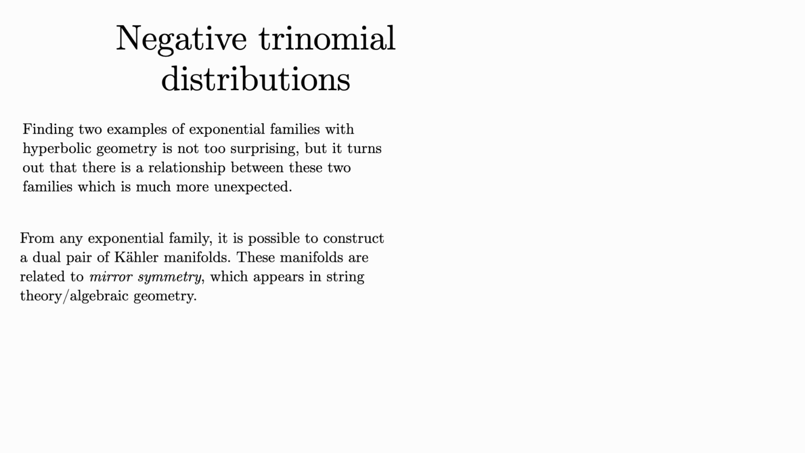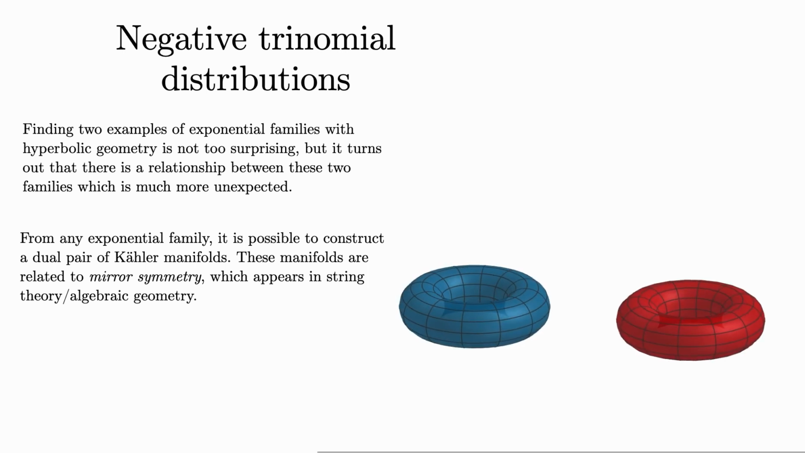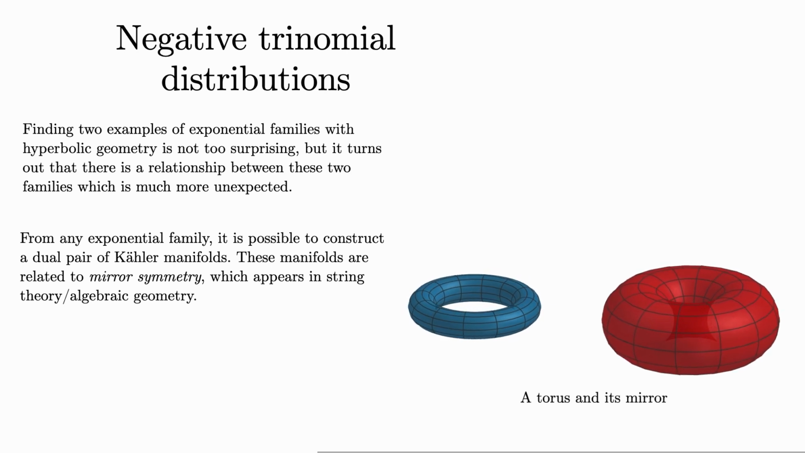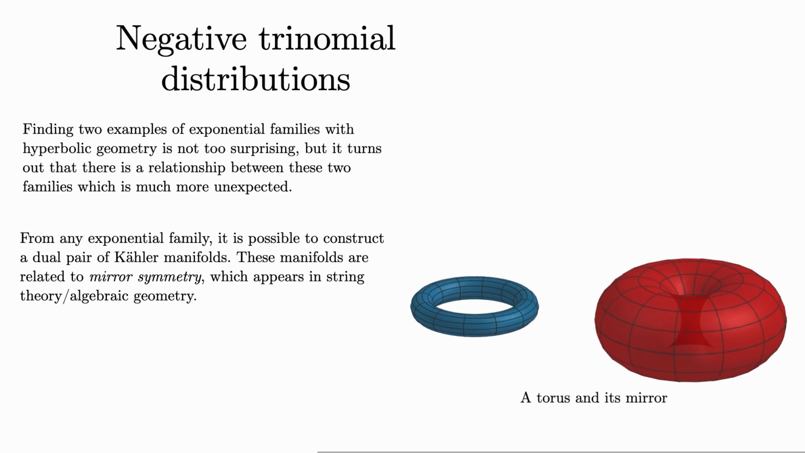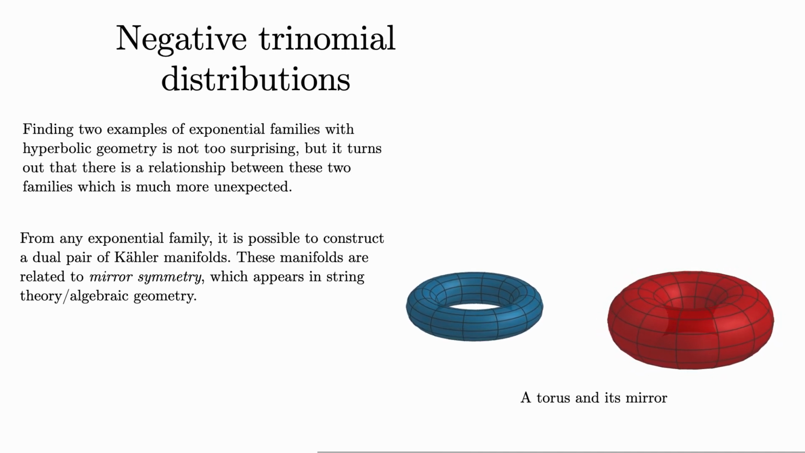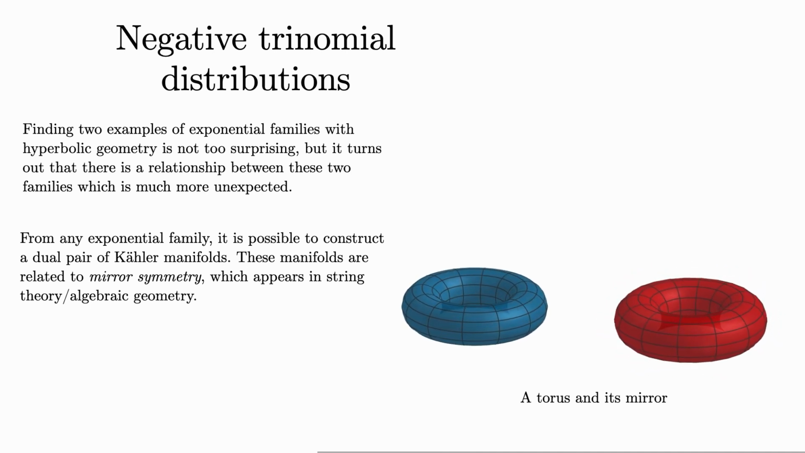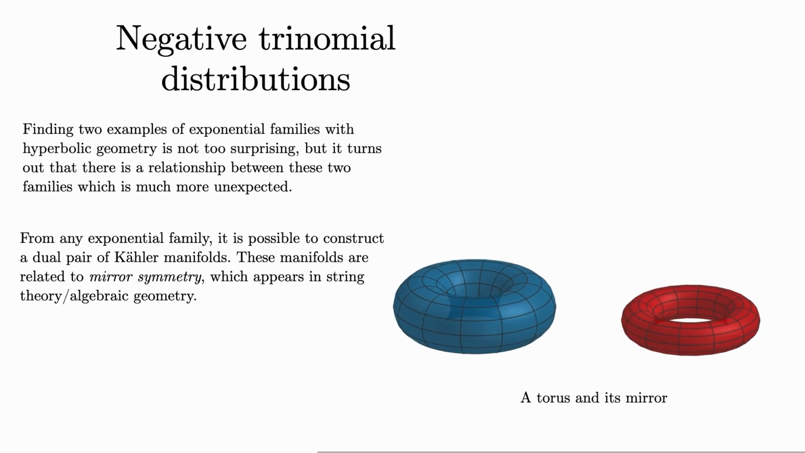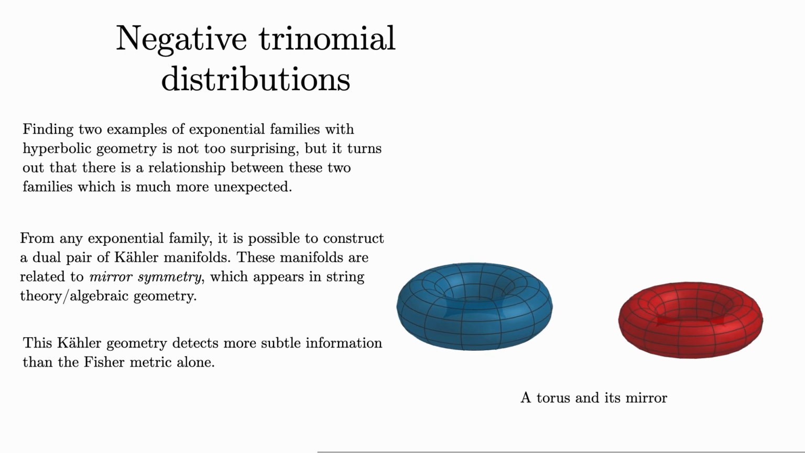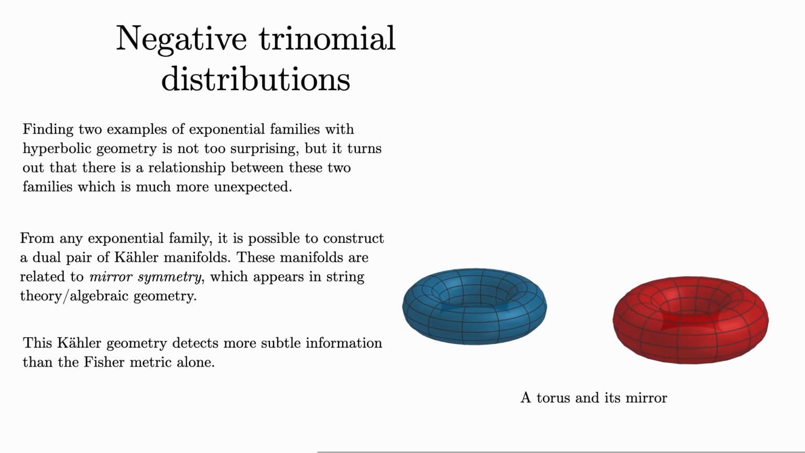For any exponential family, it's possible to build a pair of Kähler manifolds on the tangent bundle of the parameter space. This duality is closely related to a concept known as mirror symmetry in algebraic geometry, and this notion of statistical mirror symmetry is actually the main focus of our work. These Kähler manifolds detect much more subtle information compared to the Fisher metric alone.